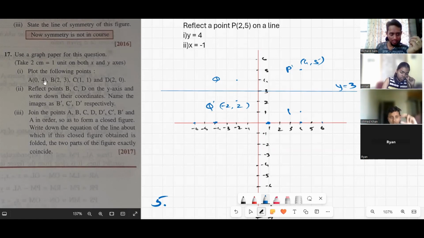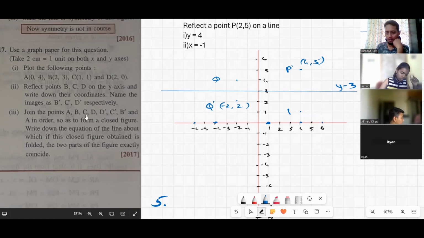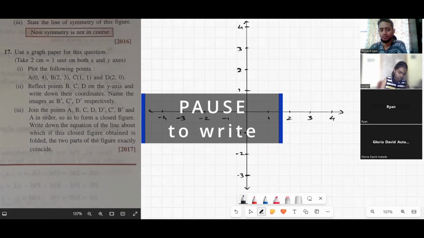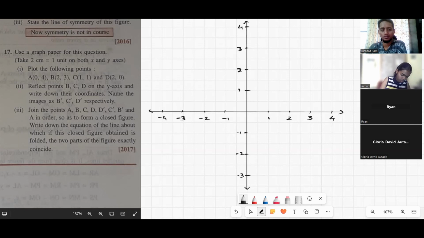Okay, so draw that and then plot these points on that graph paper. Reflect all these points A, B, C, D. They're saying reflect points B, C, D on the y-axis, write down their coordinates as B dash, C dash, D dash. Then join the points A, B, C. The whole instructions are given. It's like some project work you're doing. Just see that and plot it. When anyone has any doubt, please ask. But do it by yourself.